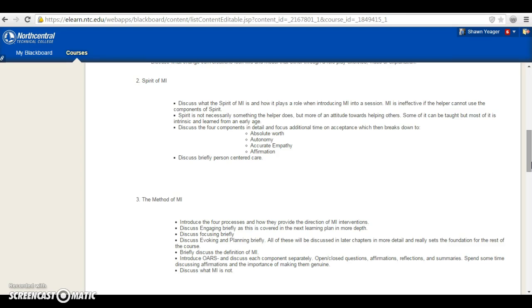And so the four components of MI, we have absolute worth, autonomy, accurate empathy, and affirmation. I won't spend a whole lot of time on these, but I do want to touch on some of them here. Absolute worth, we have to believe that the person we're working with has worth. They have a purpose here, and they have goals.